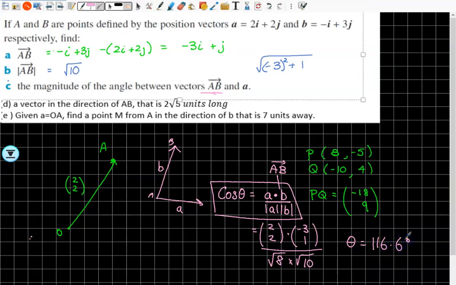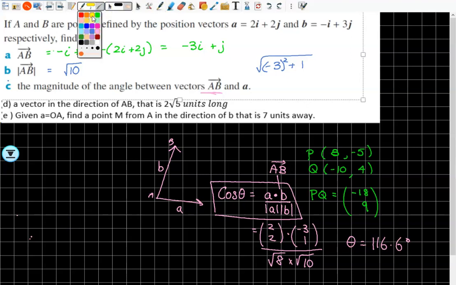All right. Shall we go through that once more on the calculator? You've got it on video, so just rewind. I added bits and pieces on this question, just because I'm thinking, let's recap some of the things that you should know. All right? Find a vector in the direction of AB that is 2 root 5 units long. How are you going to do that?